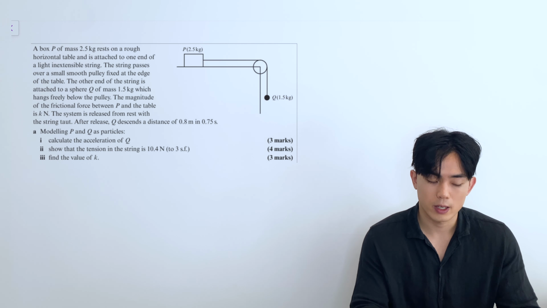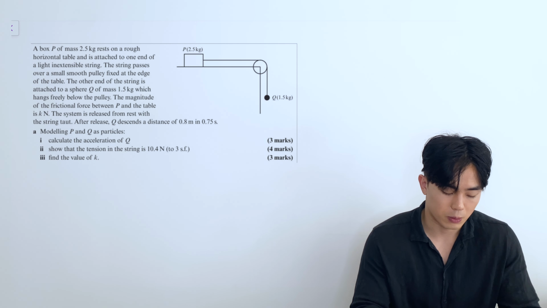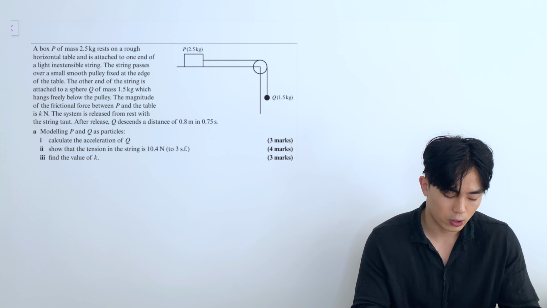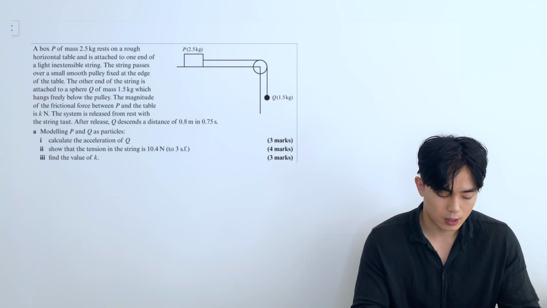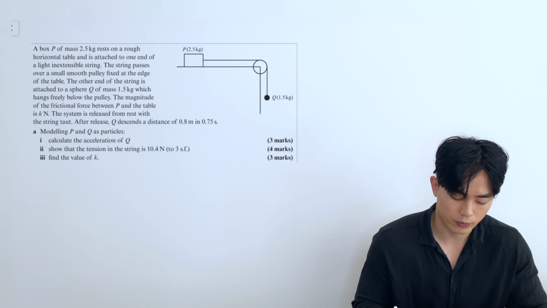Okay, let's try this one here. So we have a box P of mass 2.5 kilograms rests on a rough horizontal table and is attached to one end of a light inextensible string. The string passes over a small pulley. This is now at the edge of the table. And there's a particle Q on the edge of mass 1.5 kg. The magnitude of the frictional force between P and the table is K newtons, and the system is released from rest with the string taut. After release, Q descends a distance of 0.8 meters in 0.75 seconds.